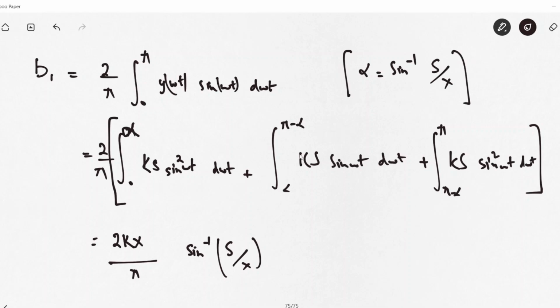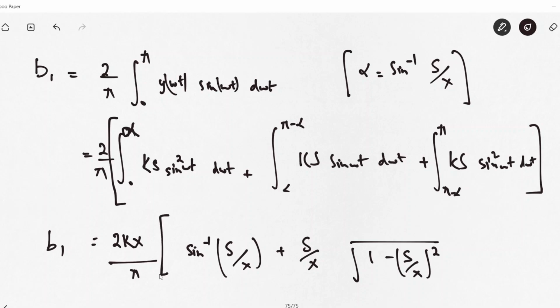So from alpha, this x is coming into this equation: sine inverse of s by x plus s by x times 1 minus... So you'll have to do some mathematical manipulation. You'll have to divide this throughout by x and find out using this equation for alpha. You will end up at this equation: b1 equal to 2k x by pi times sine inverse of s by x plus s by x times under root of 1 minus s by x square.